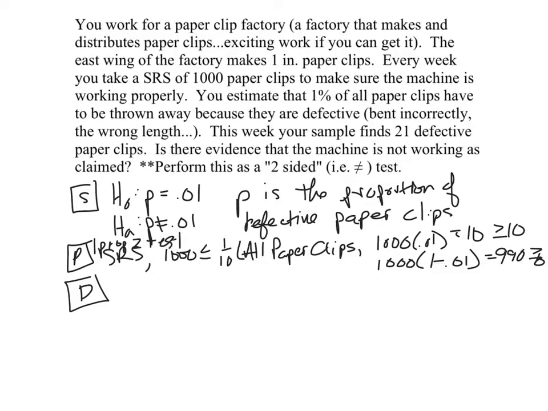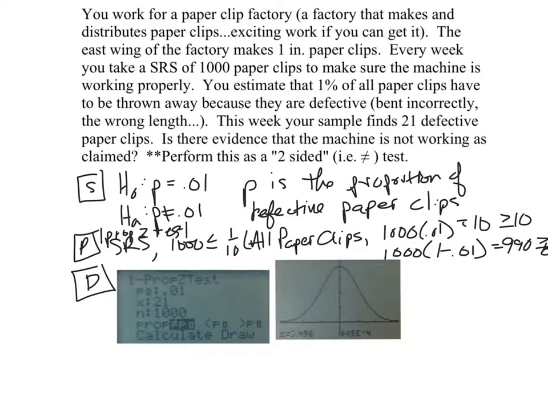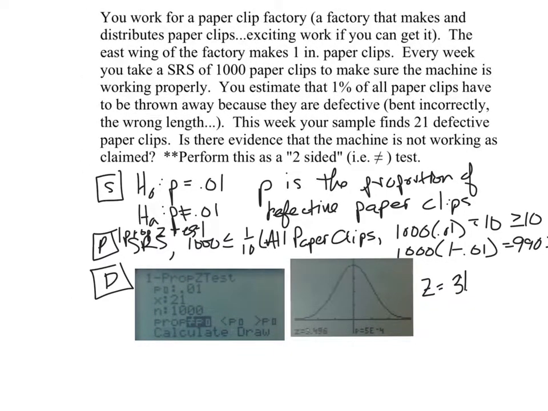Okay. So we go to the calculator. So I have gone into the calculator. You can see the 1 proportion Z test. Proportion from the null. Our sample, 21 out of 1,000, not equal to. I did draw, so you can see the Z statistic and the p-value. Remember, what you actually need to report here is what we call the test statistic and the p-value.